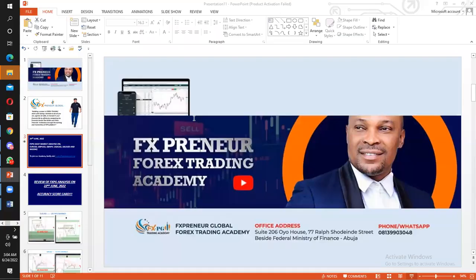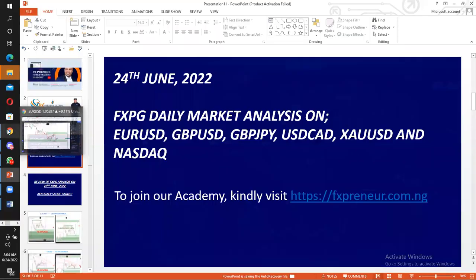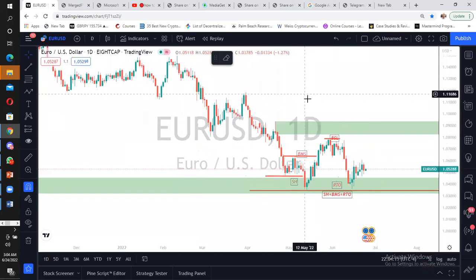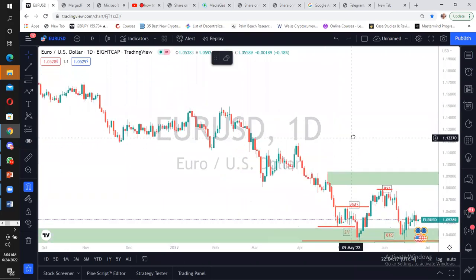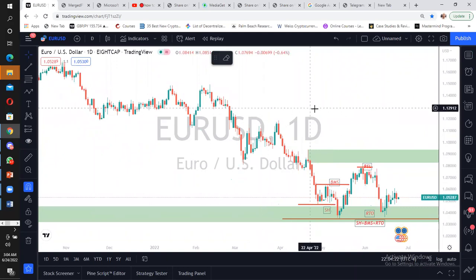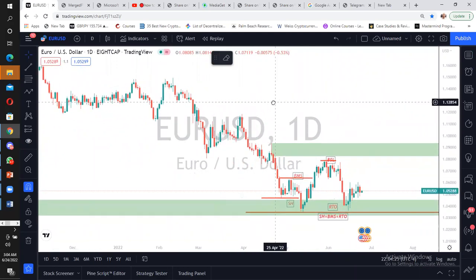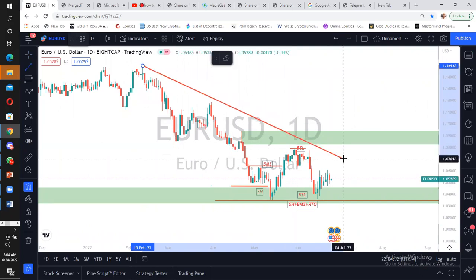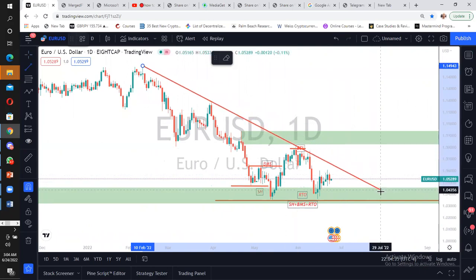Let's go straight up to the charts. This is EURUSD. And EURUSD has been on a down move in daily. As you can see, if you put up a trend line here, down, you can see it has been on a down move.